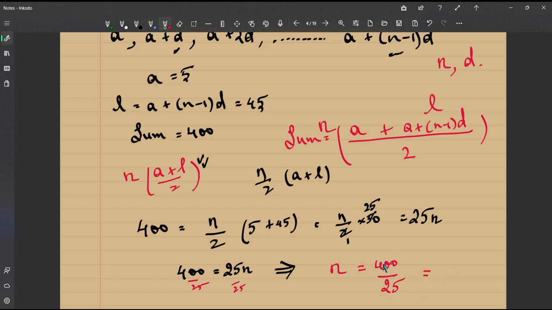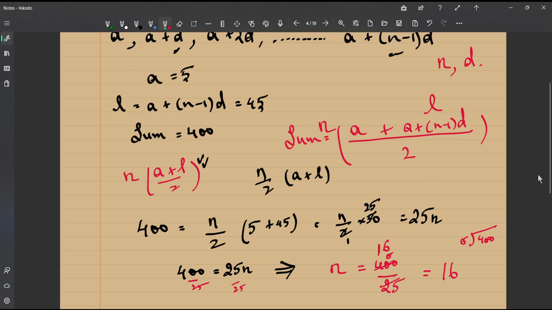So the number of terms in the AP is 400 by 25. If you divide this, 25 ones are 25 and 15 is the remainder. 25 into 6 times is 150. If you find this division difficult, you can also do it this way. Just pause the video and find out. You would get 16. So the number of terms in this arithmetic progression is 16.